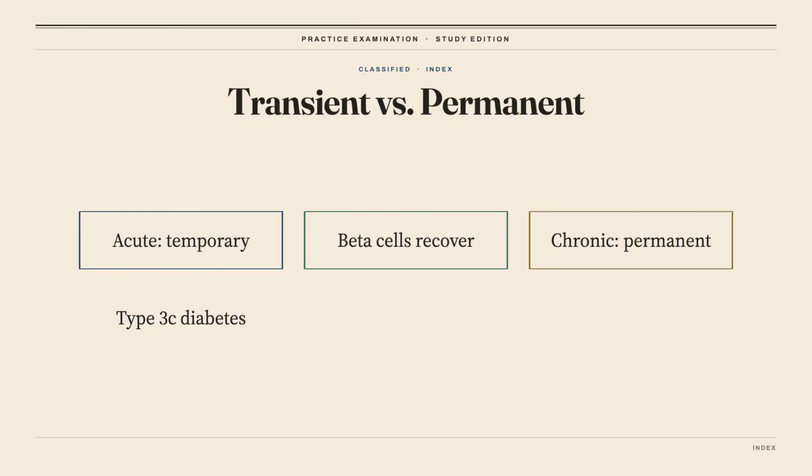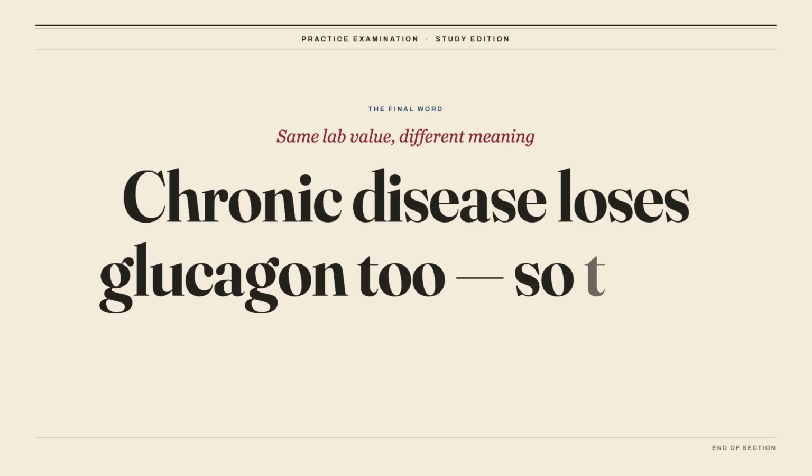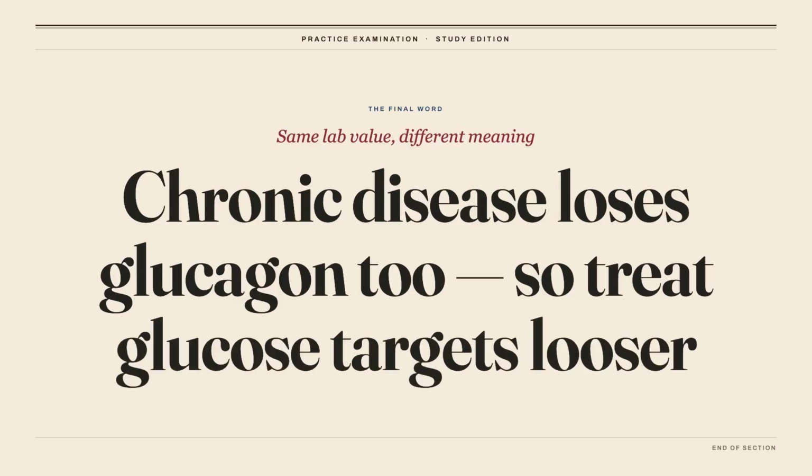In chronic pancreatitis, fibrosis destroys beta cells for good, producing lifelong pancreatogenic diabetes, sometimes called type 3C. Chronic pancreatitis also destroys alpha cells, so patients lose glucagon, their main defense against low sugar, making hypoglycemia a real danger and pushing targets looser than usual.